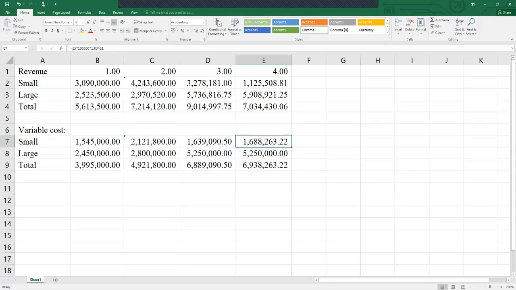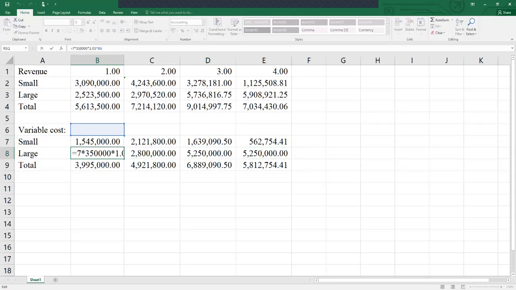For the large house, the same thing. I need to adjust the number of units. The number of units for this, they are okay. However, the variable cost is now 200. So I adjust from 350 to 200. The inflation, however, is different. For the variable cost, the inflation is 4.5%.